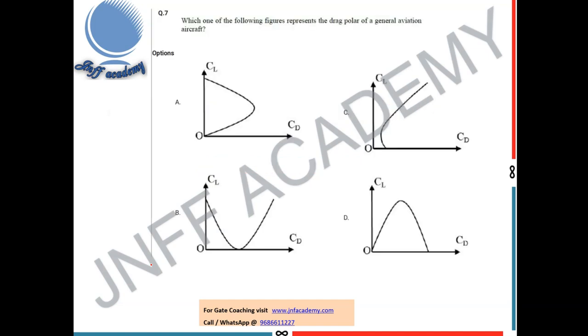The first question that is given in the GATE 2024 is, which one of the following figures represents the drag polar of a general aviation aircraft? So it's very easy. As we have seen in the class, the drag polar equation is CD is equal to CD naught plus K CL square, where we all know that CD naught is the profile drag coefficient, and K CL square altogether is called the induced drag coefficient.